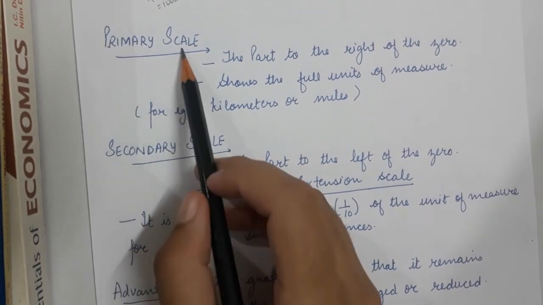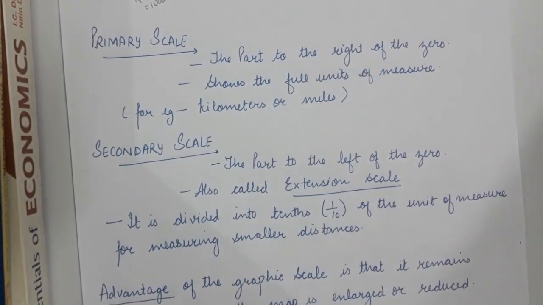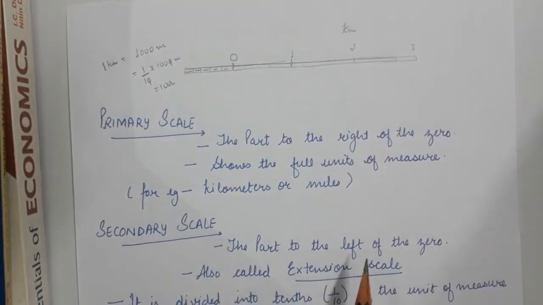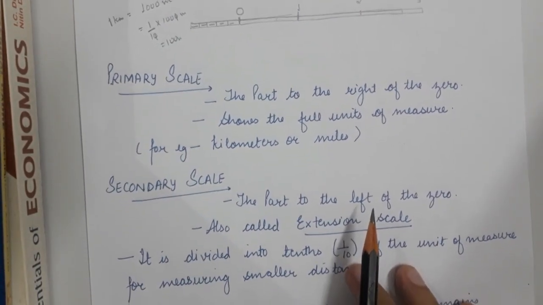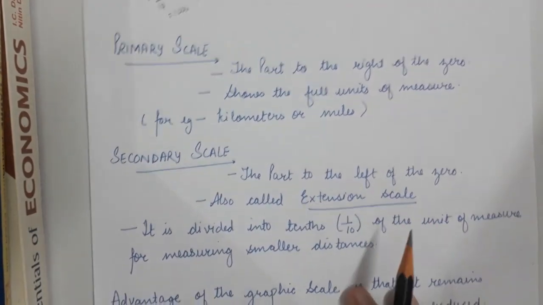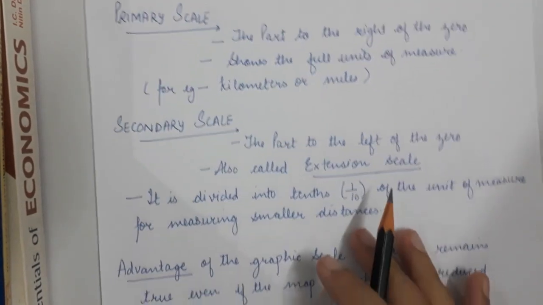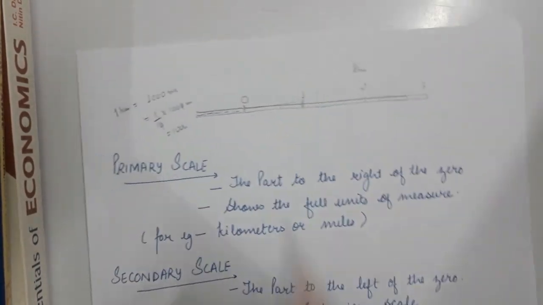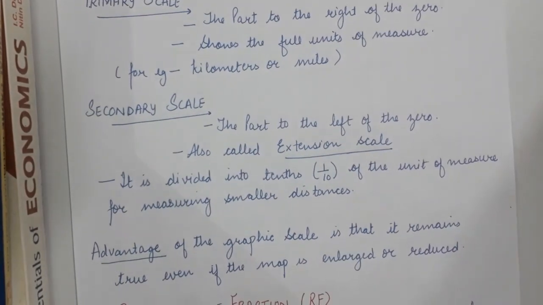First of all, the part to the right is known as the primary scale, and it shows the full units of the measure, like 1 kilometer, 2 kilometers, 3 kilometers, or 1 mile, 2 miles, 3 miles. The secondary scale is the other part, this 1/10 part. It is also known as the extension scale.